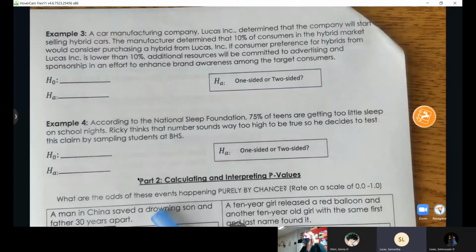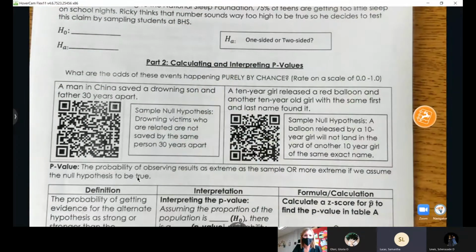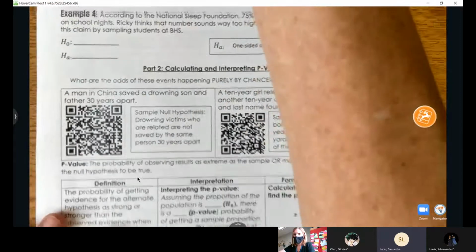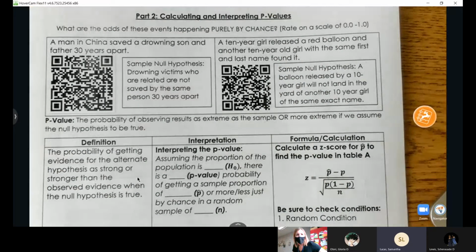All right, so I'm going to go ahead and go to part 2, calculating and interpreting p-values. So the p-value is the probability of your sample happening if the null is true. The probability of your sample results happening if the null is true.